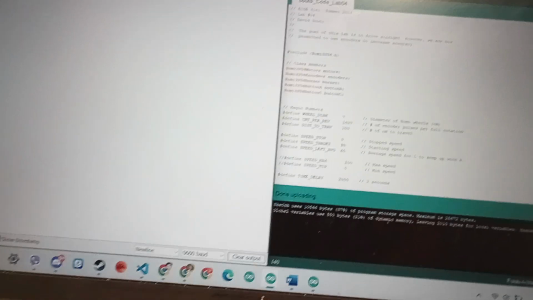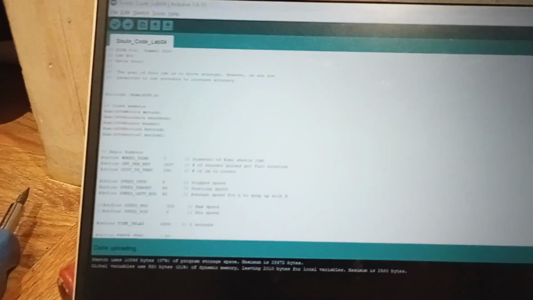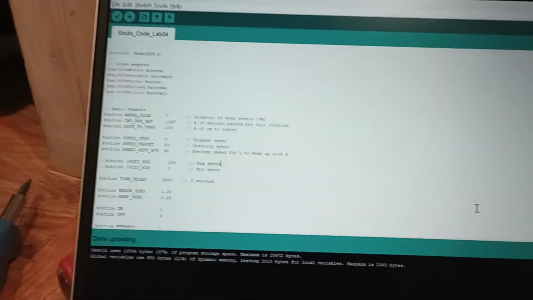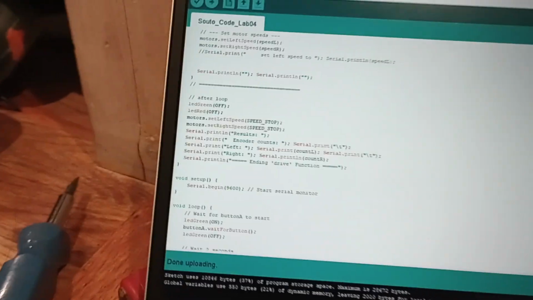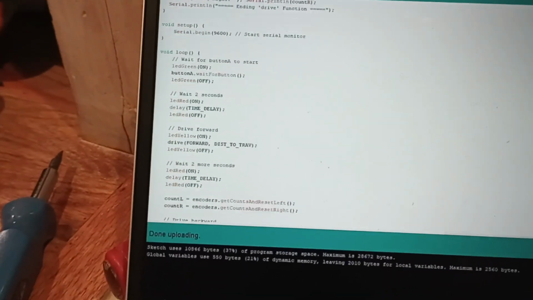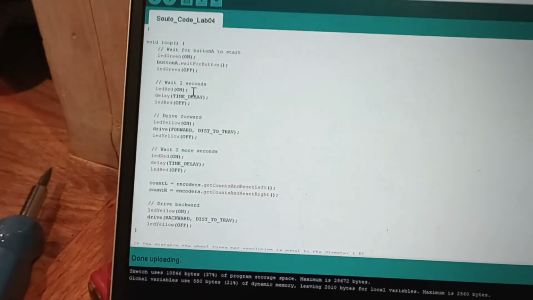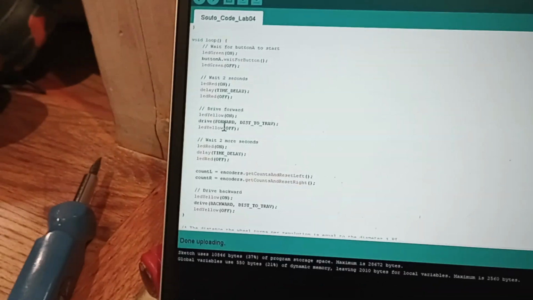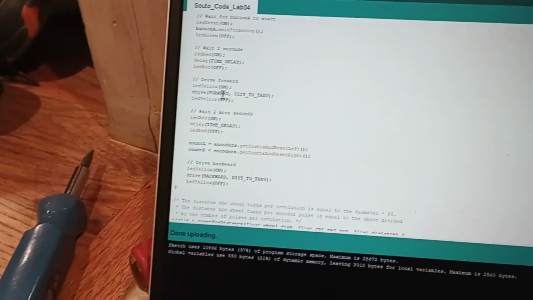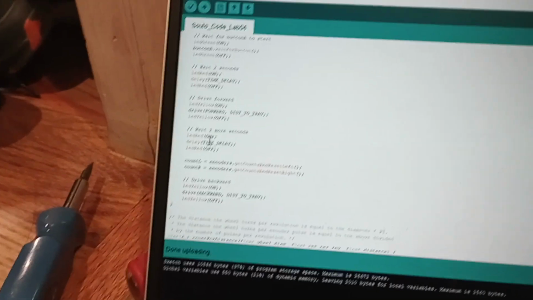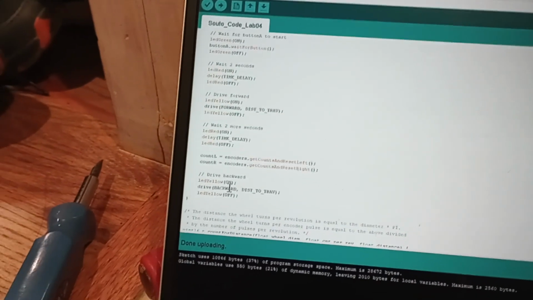Now, here's the latest iteration of my code. First, it sets up the serial monitor, then the loop, waits for the button, waits 2 seconds, calls for my function to drive forward, waits 2 seconds, then calls for it to drive backwards.